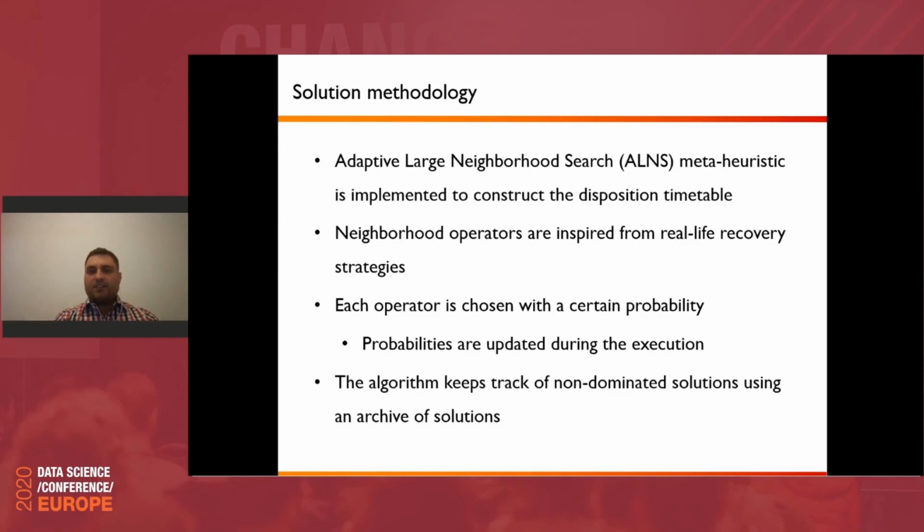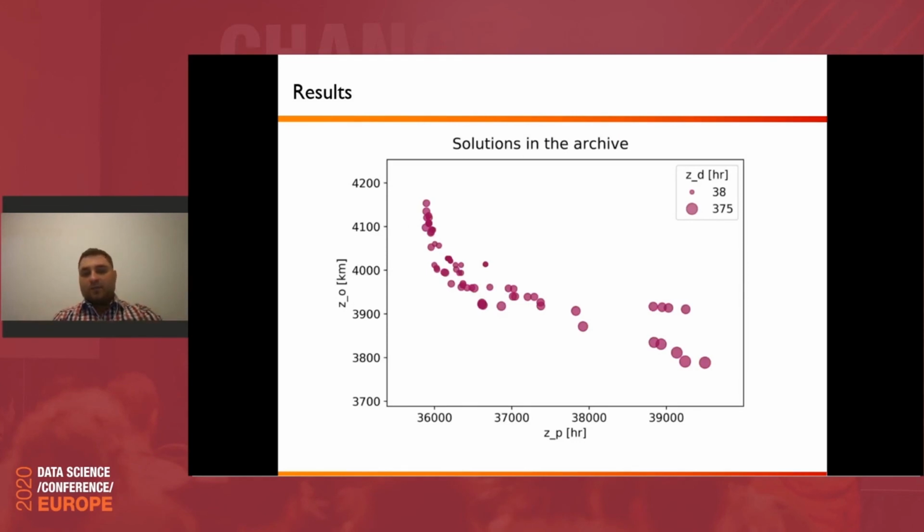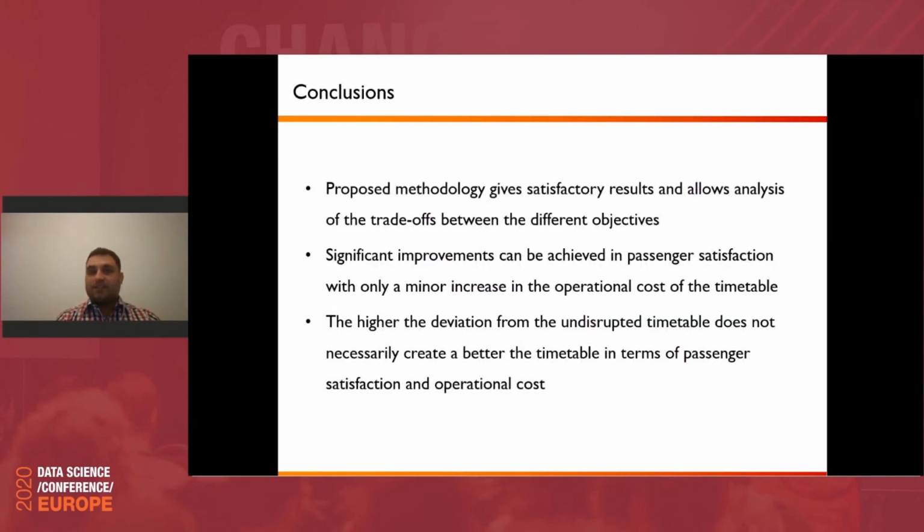With this metaheuristic, those neighborhood operators compete, and the ones which bring better solutions are selected more often. In that way, the search space is explored. What we were able to do next is the Pareto analysis, which revealed that we can actually provide very good disposition timetables with only a little increase in operational cost. For example, here, a very small increase in operational cost gives us a very small decrease in passenger satisfaction, and we are able to provide a good service to our passengers.